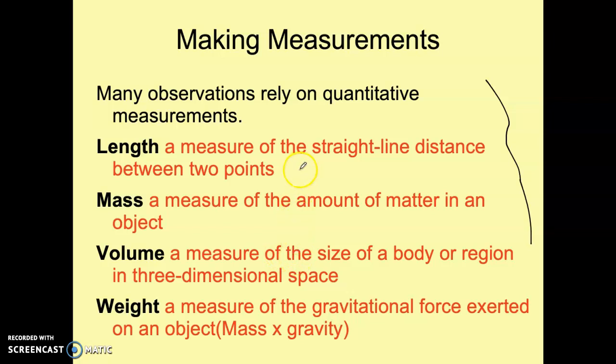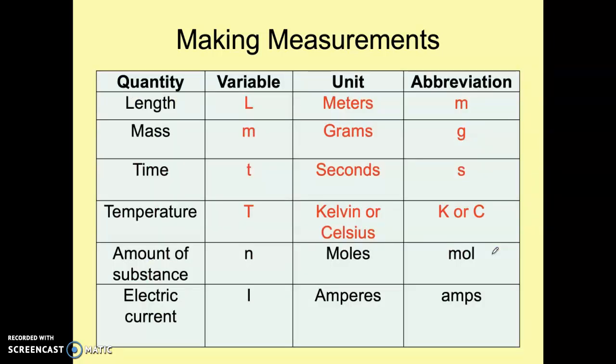Make sure you know the units. Length is meter. Mass is grams. Volume is liter. And weight for us is going to be pounds. Okay. And this is where we get our table. You can fill this in here. So length, mass, time. These are the SI units.